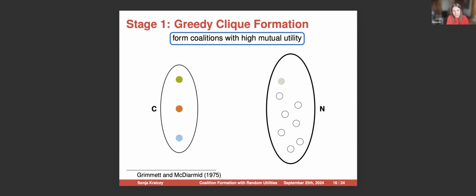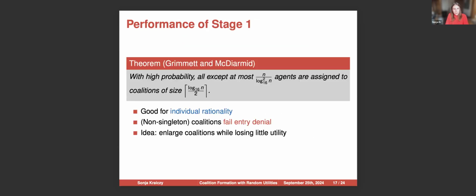So we slightly change this algorithm and also change parameters. It's originally for random graphs, right? And then after stage 1 we get the following. We get that with high probability, right? Meaning tending to 1 as n tends to infinity.